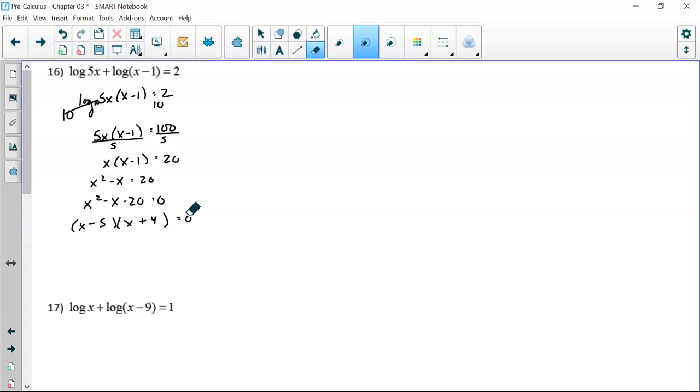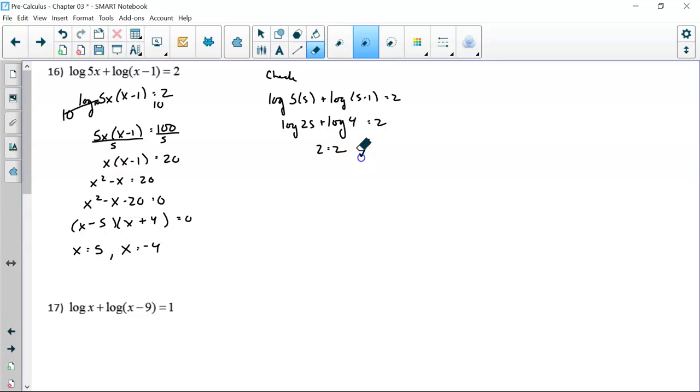So we have x minus 5 and x plus 4. So our solutions are x equals 5 and x equals negative 4. It's very important that you check these. So for our check, log of 5 times 5 plus the log of 5 minus 1 equals 2. So you get the log of 25 plus the log of 4 equals 2. When you type those into your calculator, you get 2 equals 2. So the 5 is good.